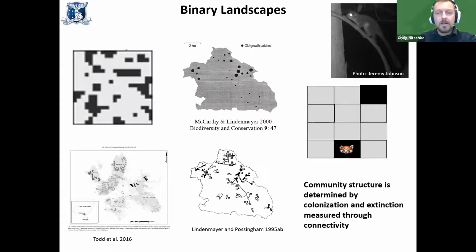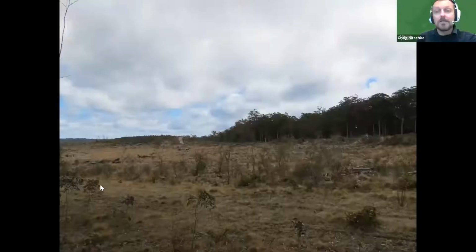And it is a very common approach to how people view landscapes. But this approach has evolved out of thinking of landscapes that are quite binary, as I mentioned before. There's a patch of forest here and everything else is not habitat and does not become habitat. But in reality, a lot of our forest landscapes, or most of the landscapes I work in, are what we consider gradient landscapes or mosaics.